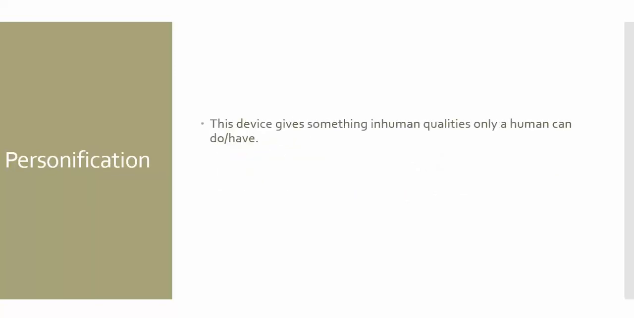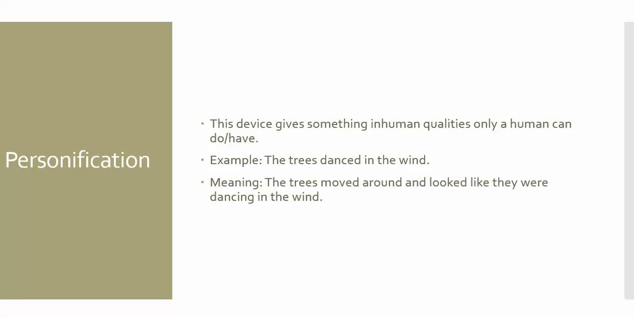Personification. This device gives something that's not human qualities that only a human can do or have. For example, the trees danced in the wind. Well, trees can't really dance, but humans can. The meaning is that the trees are moving around and looked like they were dancing in the wind, but since trees cannot dance and only humans can, that's personification.